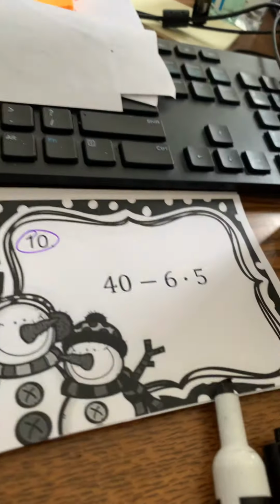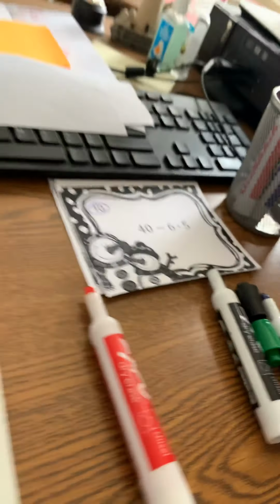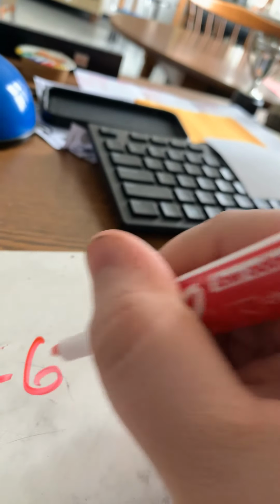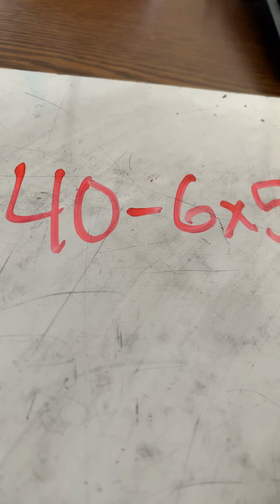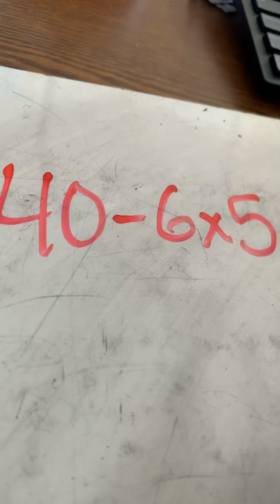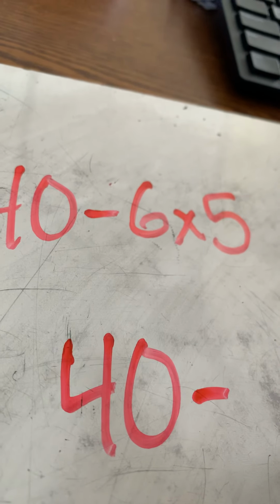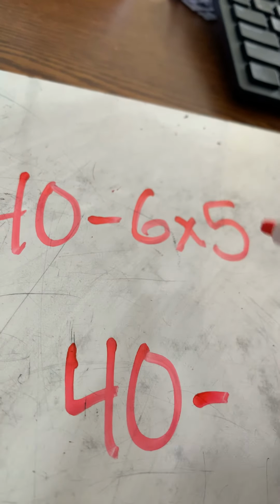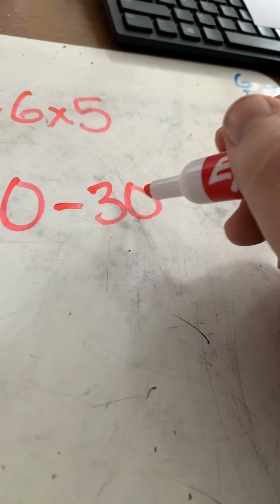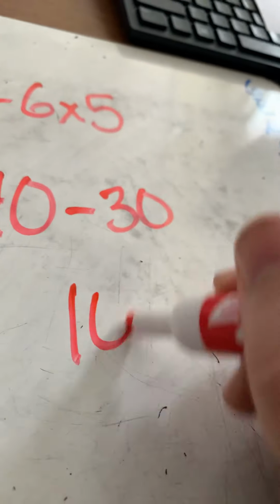Now we're going to number 10. That one's not too difficult. I have 40 minus 6 times 5. Again, I got to get rid of this multiplication, so I'm going to bring down my 40 minus. I know my multiplication facts. You should too. 6 times 5 is 30. 40 minus 30 is 10.